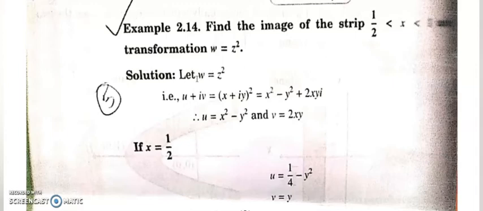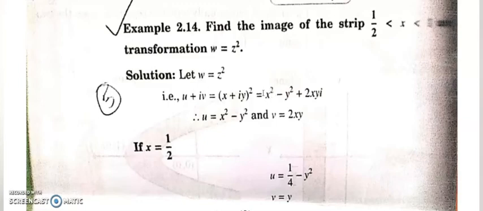You can take w as u plus iv and z as x plus iy. Expanding, we get this, right? Already we have derived this. You can take u as the real part, x square minus y square, and v as the imaginary part, 2xy. So this is nothing but taking w as u plus iv and z as x plus iy. We have derived it earlier.